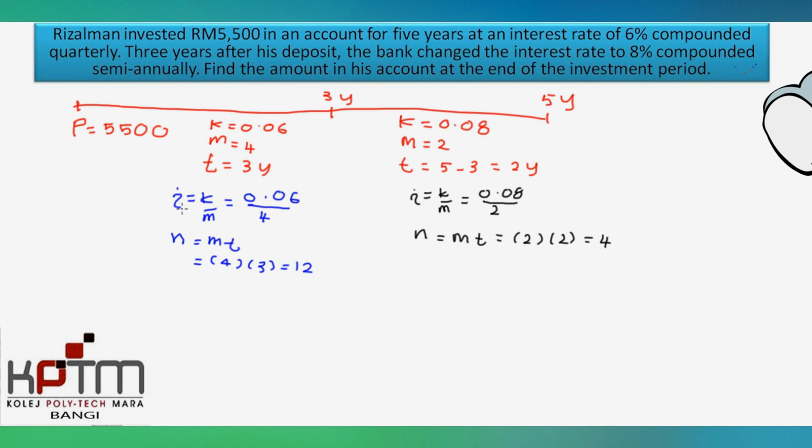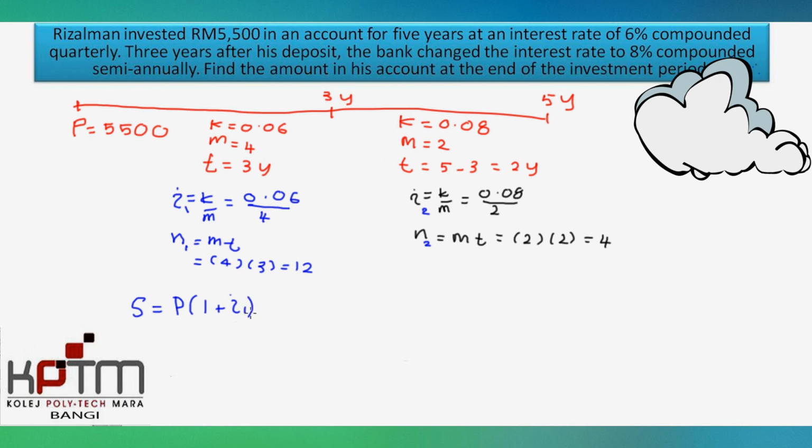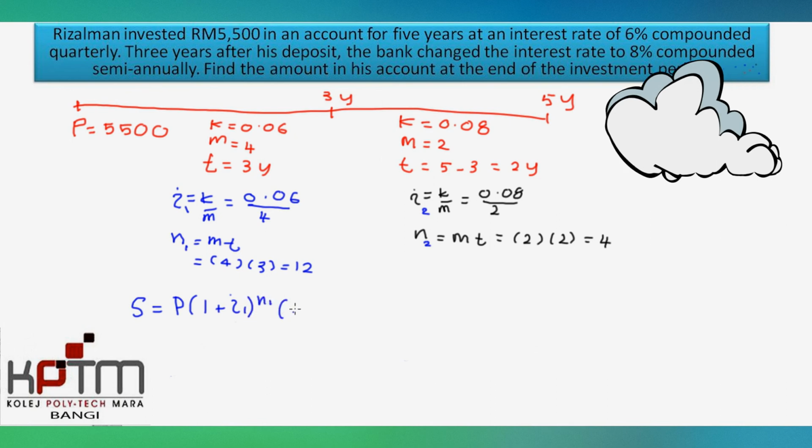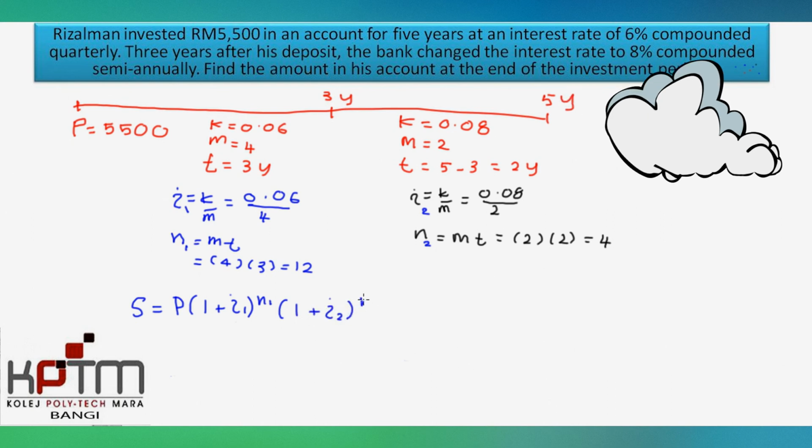Then we have the I's: for the first 3 years, I1, and for the next years, I2. We have N1 and, for the next years, N2. For this question, we need to expand the compound interest formula, which is S equals P times (1 plus I1) power of N1 times (1 plus I2) power of N2.